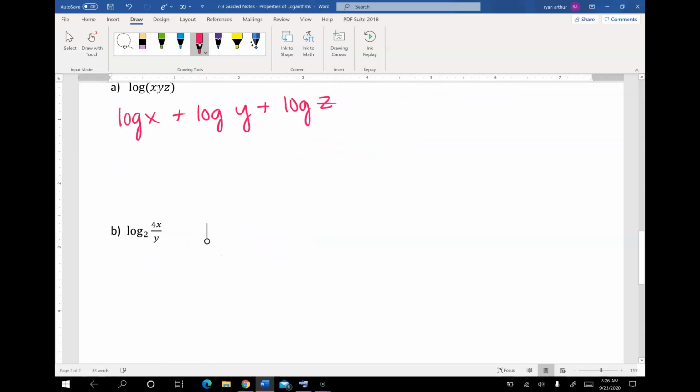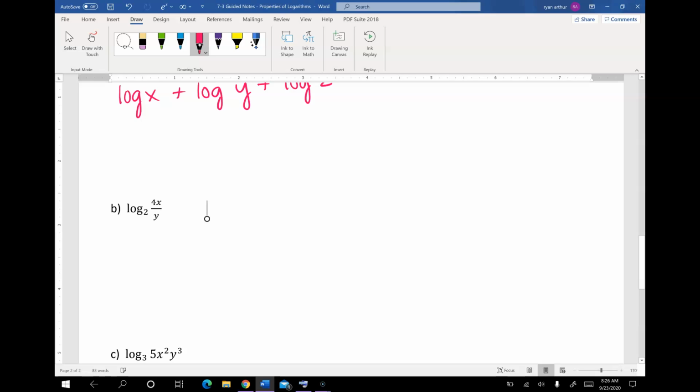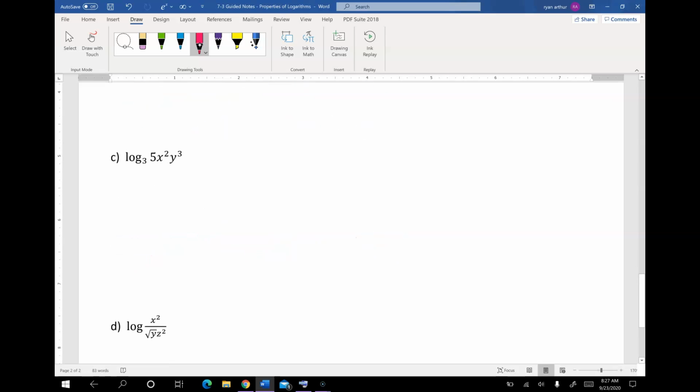Now, just like you read a book left to right, this one's going to be working top to bottom. I have 3 items here, so that means I'm going to have 3 logs. So I've got a log base 2, log base 2, log base 2. The 4 and the x are multiplying, so that means they're going to be adding. And then the y is dividing, so that means it's going to be subtracting. And you're done.